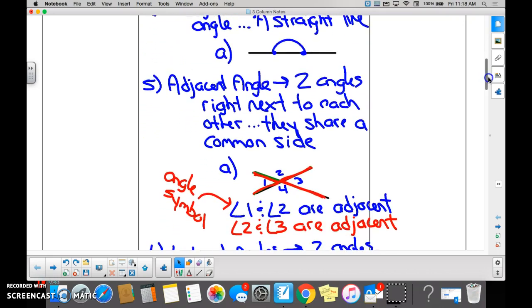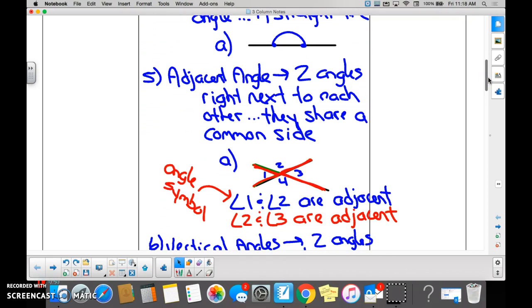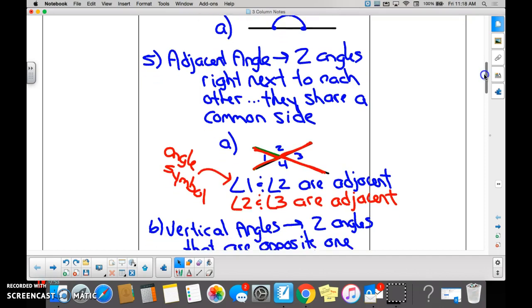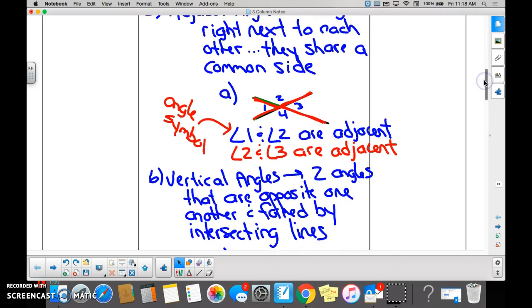Good. Adjacent angles are right next to each other, and the reason that we can call them adjacent is because they share what, everybody? They share a line or they share a common side. Everyone say common side. Common side. Good. All right, now, when we have two lines that intersect each other, so we have a green here and I have a green here. When we have two lines that intersect one another, they form what kind of angles?